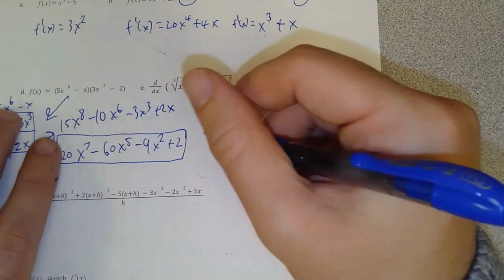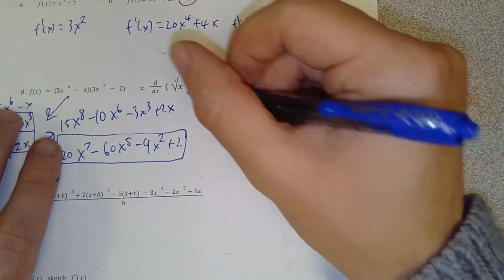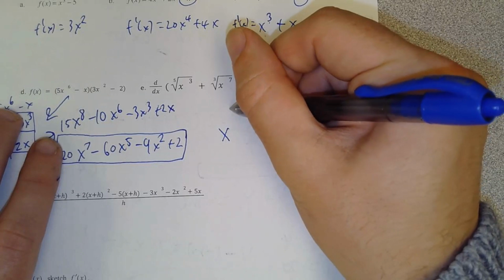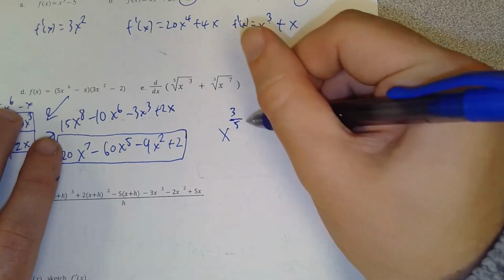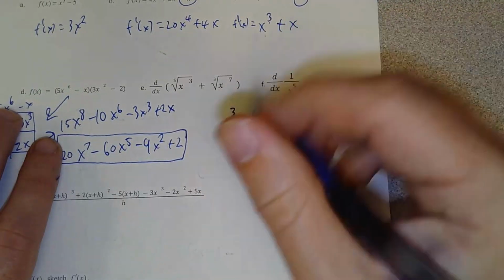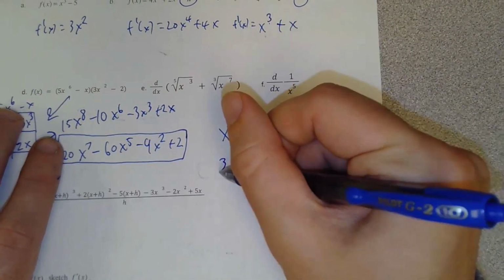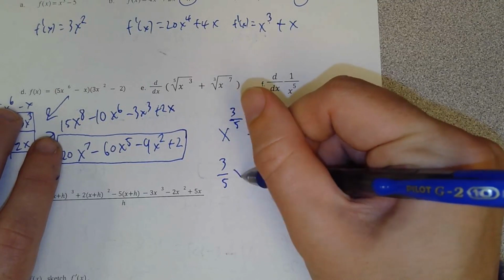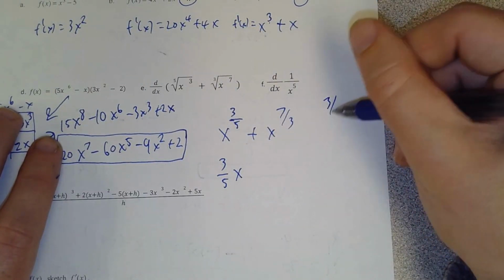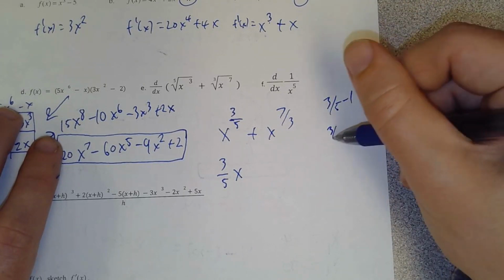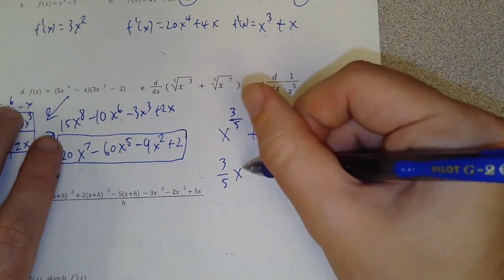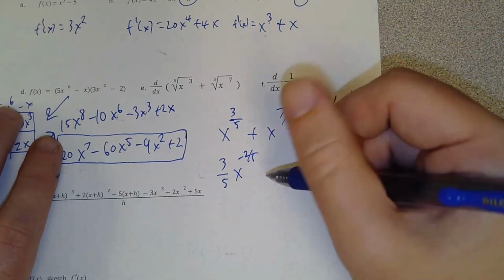For right now I'm just going to do e right here. So I'm going to first rewrite it in terms of exponents. So we have x to the 3/5 plus x to the 7/3. So power rule this. It's going to be 3/5 x to the 3/5 minus 1. So remember, 3/5 minus 1 is like 3/5 minus 5/5, which is negative 2/5.